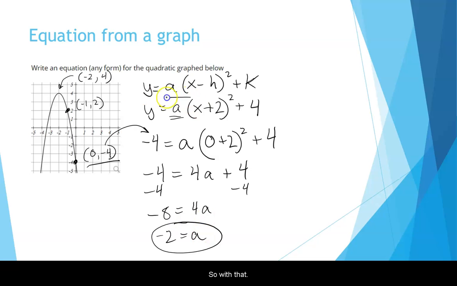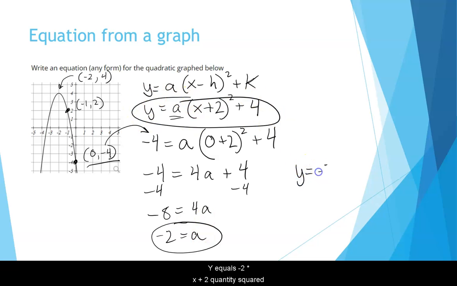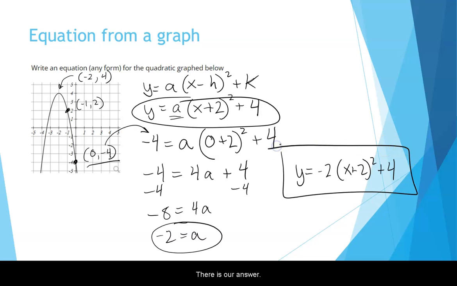So with that and that, we can write our equation. Y equals -2 times x plus 2 quantity squared plus 4. There is our answer.